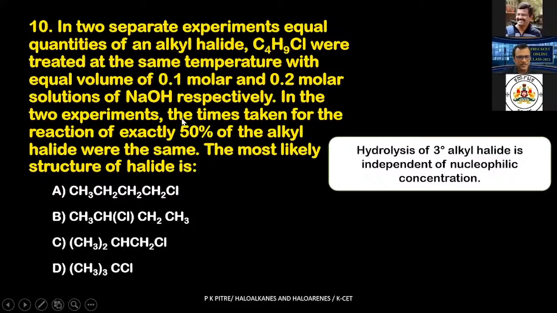What should this reaction be? This reaction should be the SN1 mechanism, the SN1 reaction, where the reaction is dependent only on the concentration of alkyl halide and not on the concentration of NaOH. So whether it is 0.1 molar or 0.2 molar, it doesn't matter at all. What matters is how much alkyl halide is used. So let us see which participates more in the SN1 mechanism. In the SN1 mechanism, the sequence is tertiary greater than secondary greater than primary. We have already discussed this.